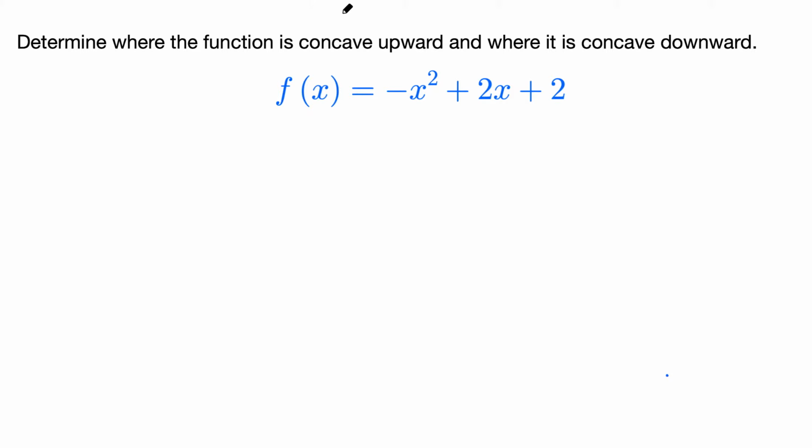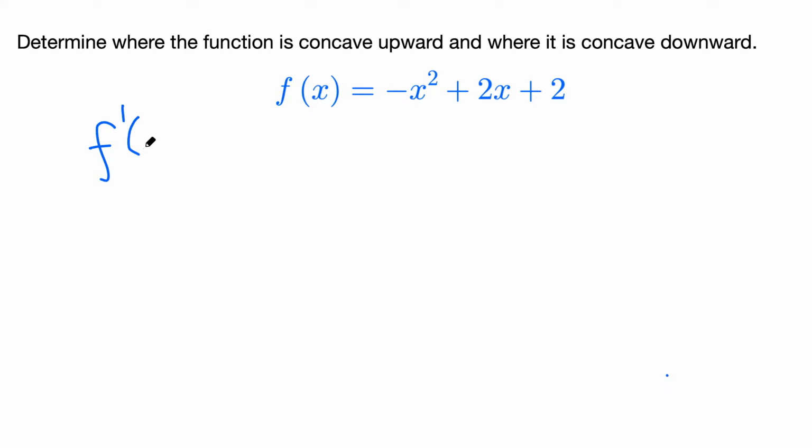Determine where the function is concave upward and where it is concave downward. So the function is negative x squared plus 2x plus 2. Concavity, concave up, concave down, is related to the second derivative. So let's find the second derivative of this function.